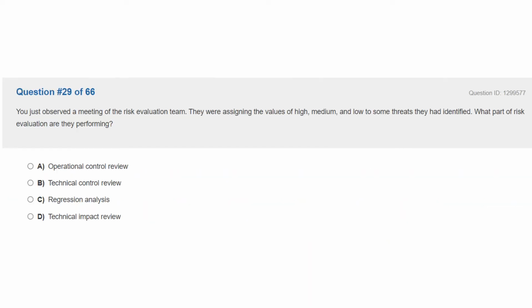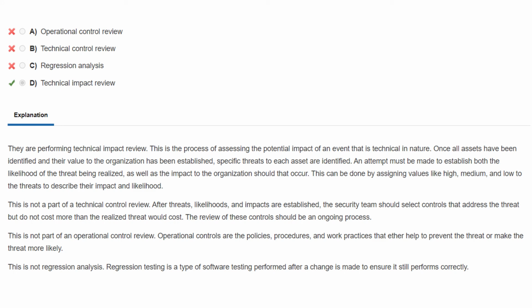Question 29. You just observed a meeting of the risk evaluation team. They were assigning the values of high, medium, and low to some threats that they had identified. What part of risk evaluation are they performing? The correct answer here is D, technical impact review. They are performing technical impact review.